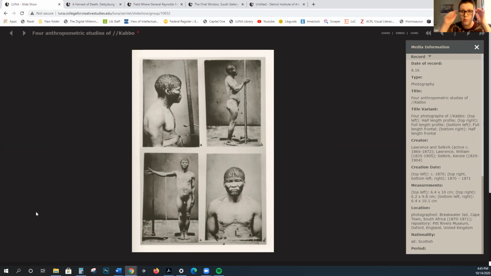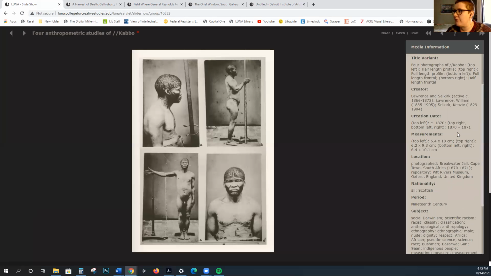So it's probably not hard to guess what this looks like. It's often based on skin color. And so at this time, it is scientifically accepted that people with darker skin tones are less evolved. Okay, and so photography was used to prove this. What you're seeing here is four photographs of a man from, I believe, South Africa.